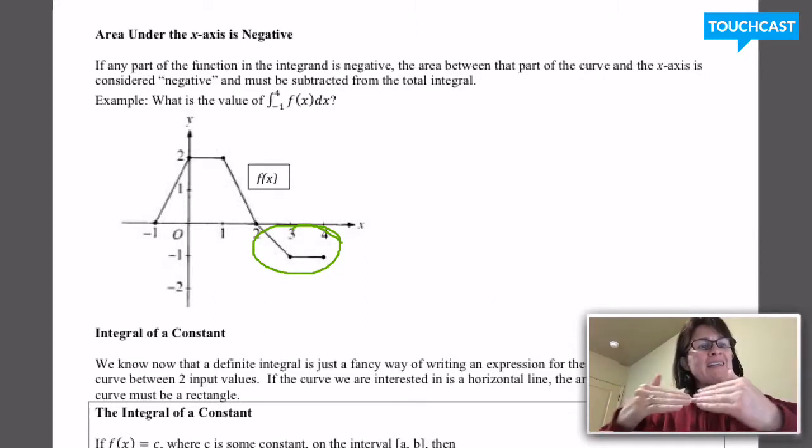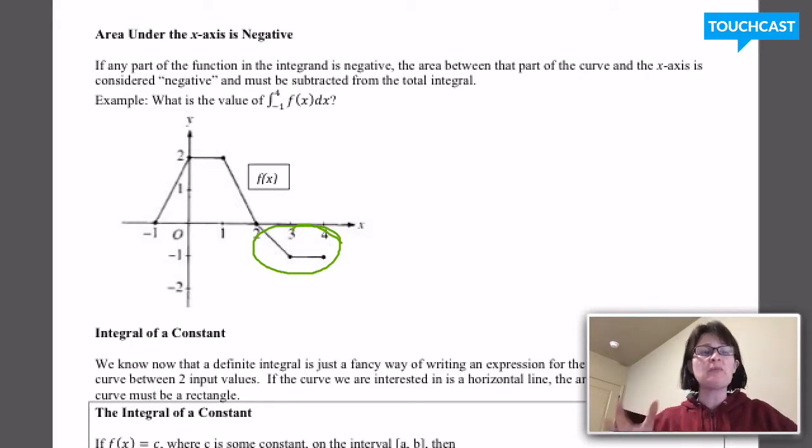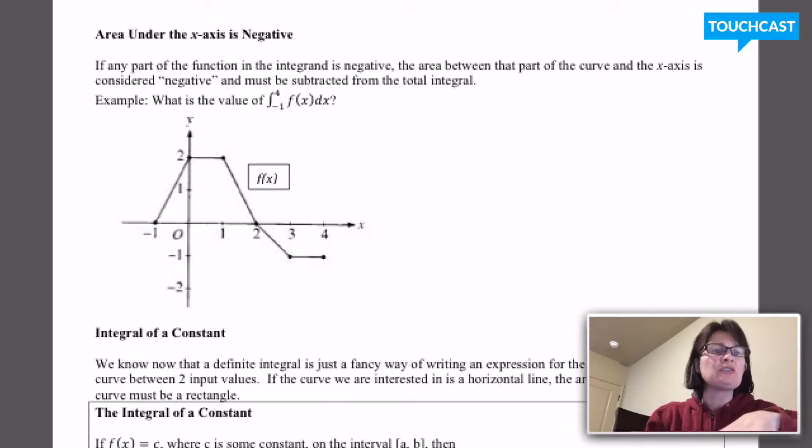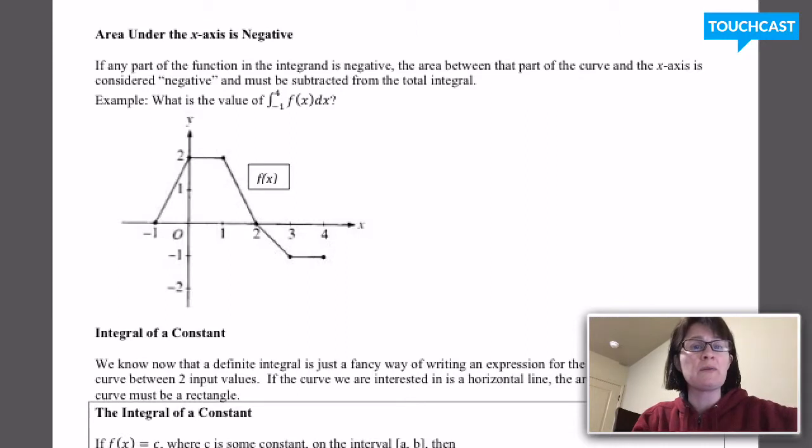But when we find that the area below a curve hangs below the x-axis, then when we add up the different pieces of the area, we're going to subtract out pieces that lie below the x-axis. So watch this. To find this integral, the integral from -1 to 4 of f of x dx, this means find the area between the f of x curve and the x-axis, between x equals -1 and x equals 4.